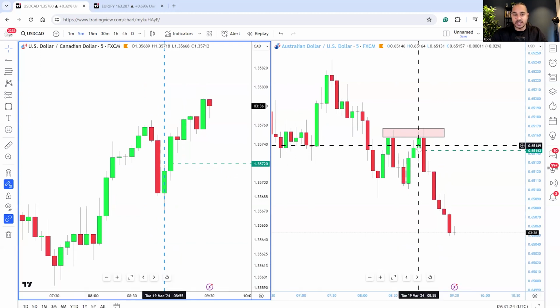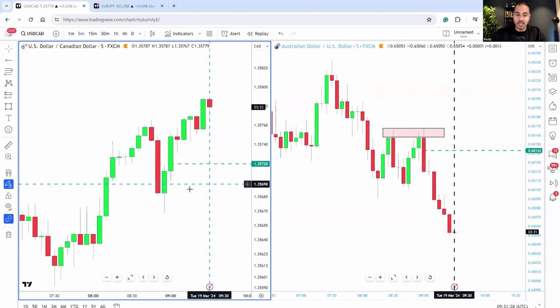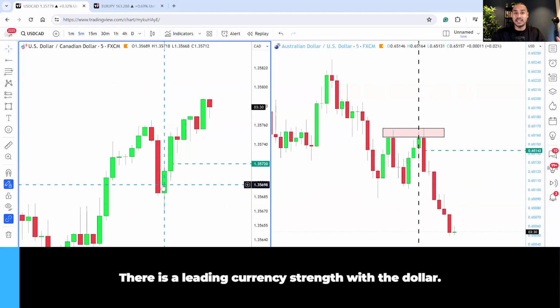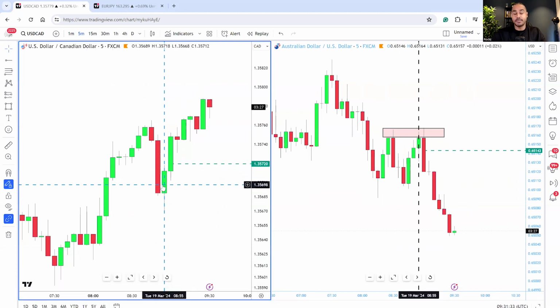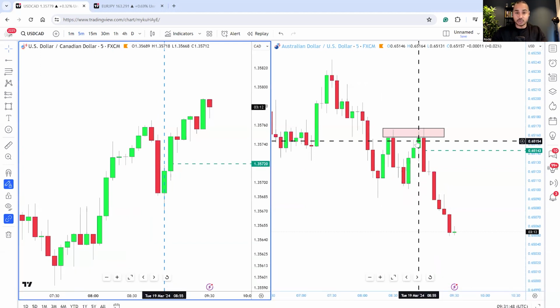So what I would do in an instance like this, let's say now I am planning to trade either one of the pairs. I can see that there is a leading currency strength with the dollar. Now, we don't have that leading currency strength with Aussie dollar USD, but usually what will happen is you'll have one currency pair with the dollar that will lead first, and then you'll have a follow through with the opposite pair, in this case, Aussie dollar USD.